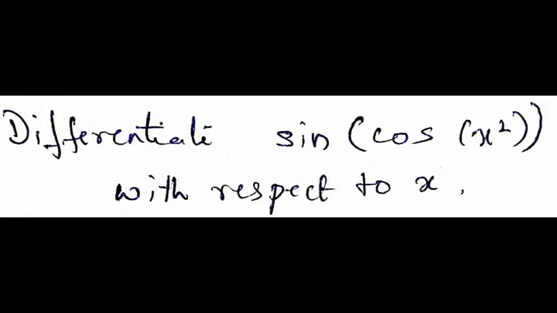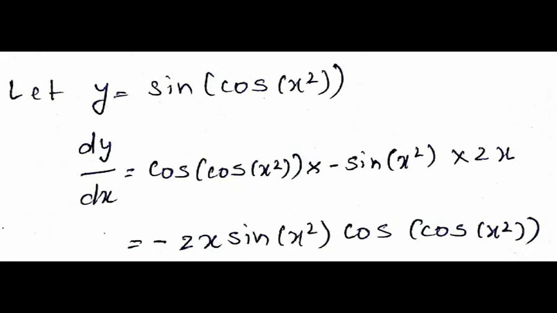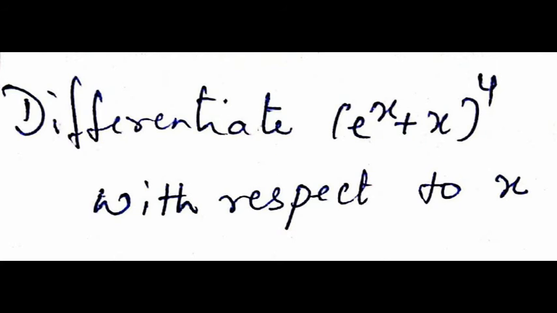Differentiate sin of cos x square. Derivative of sin x is cos x. Derivative of cos x is minus sin x. Derivative of x square is 2x. Therefore, we get minus 2x sin x square cos of cos x square. Differentiate e raised to x plus x whole raised to 4.